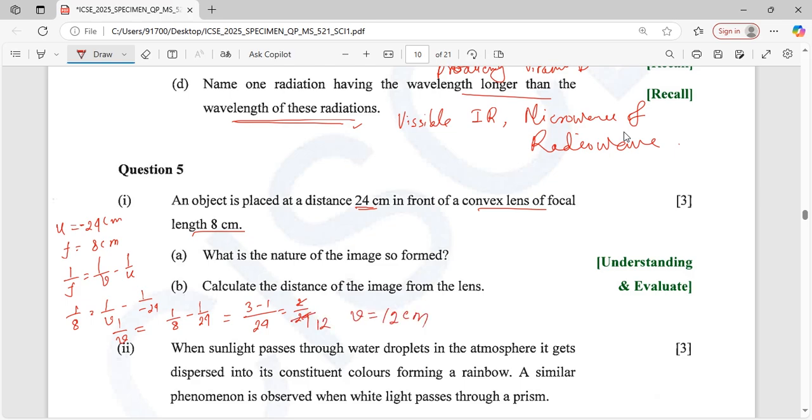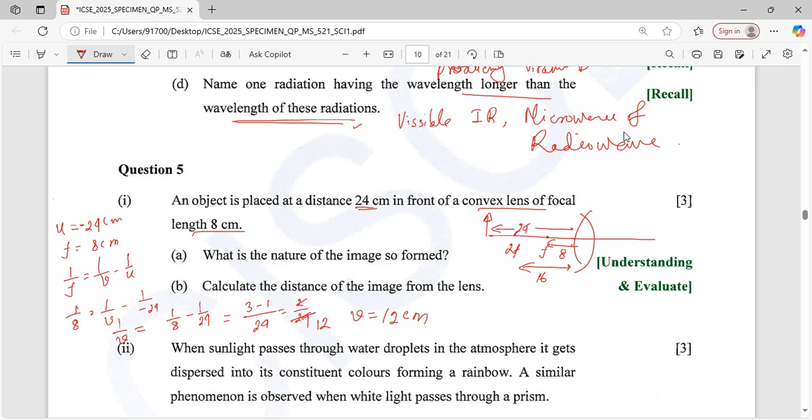Now for the convex lens, if you draw the diagram, that's the principal axis. Suppose that is a convex lens, that is the pole, that is the first focus, and that is the second focus, also called the radius of curvature. If the focal length is 8, the radius of curvature is 16, and there is the object at 24.